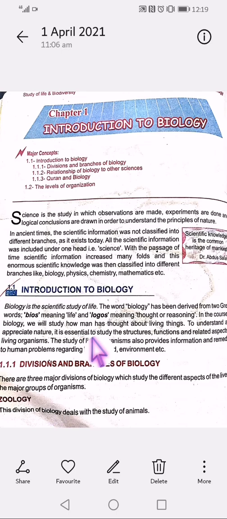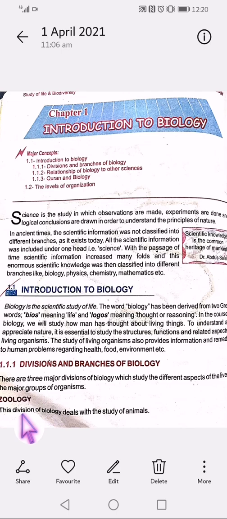Further, we will move to the next, that are called as the divisions and branches of biology. There are three major divisions of biology. The biology subject itself is divided into three major portions or divisions. The first one is called as zoology.